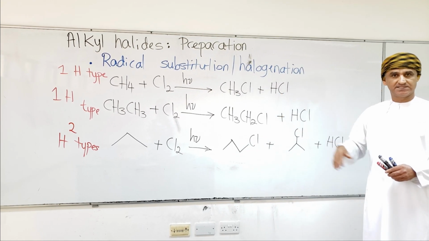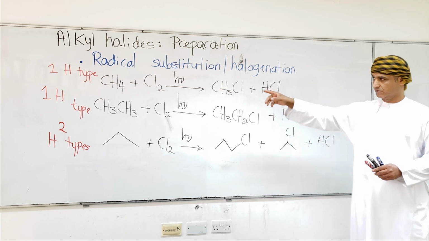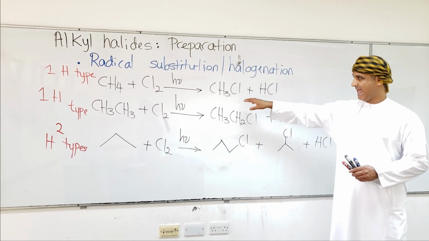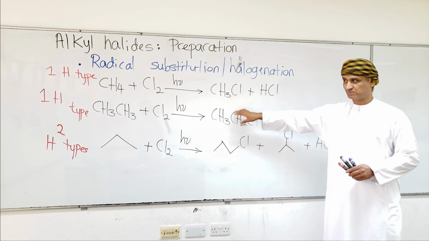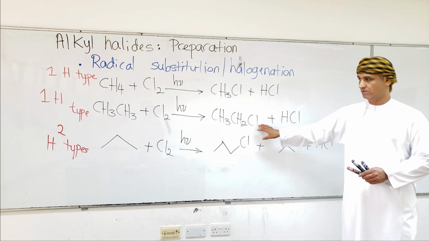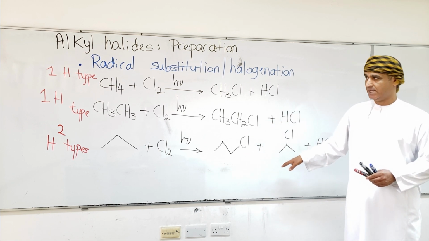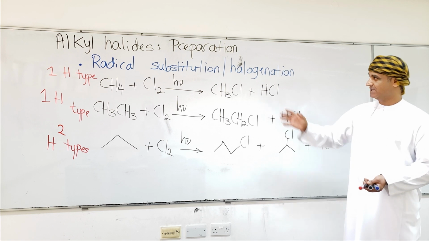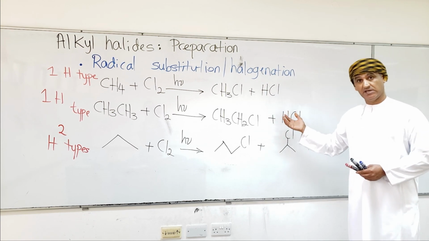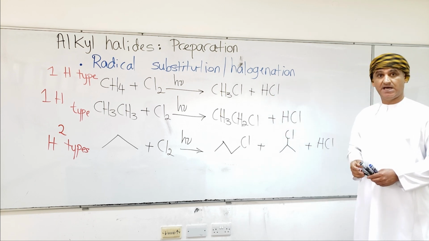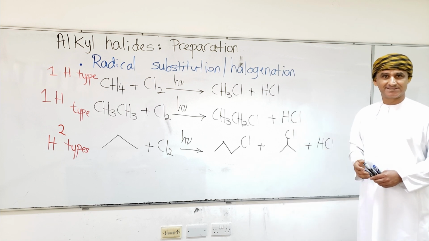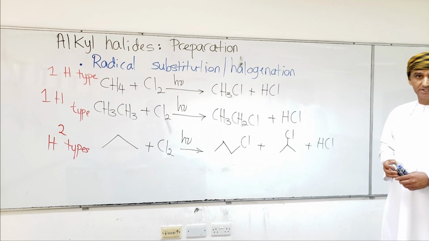This reaction overall is called radical substitution because, as you see, one of the hydrogens in the alkane has been substituted by a halogen. One of the 4 hydrogens in methane has been substituted by chlorine, and one of the 6 hydrogens in ethane has also been substituted by chlorine, and the same thing here as well. It is a substitution reaction, so that's why it's termed radical substitution. It is also halogenation because methane has been halogenated. Chloromethane is obtained from methane, so it is a halogenation reaction.